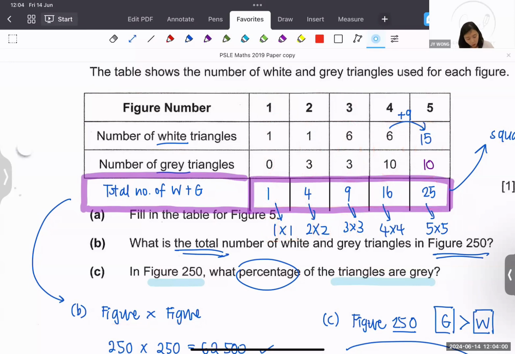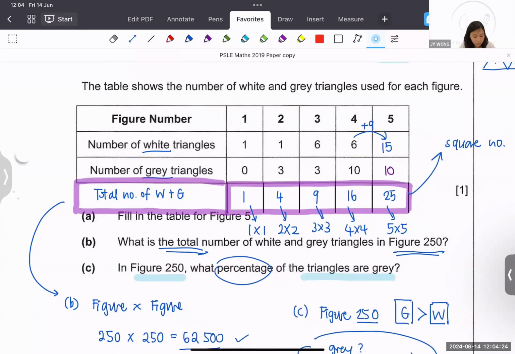Why figure number? From what we have found out, the numbers here that you multiply happen to be your figure number times figure number. So since the figure number they wanted is 250, then we'll take 250 times 250 to get the total of 62,500. Okay, so I will move on.